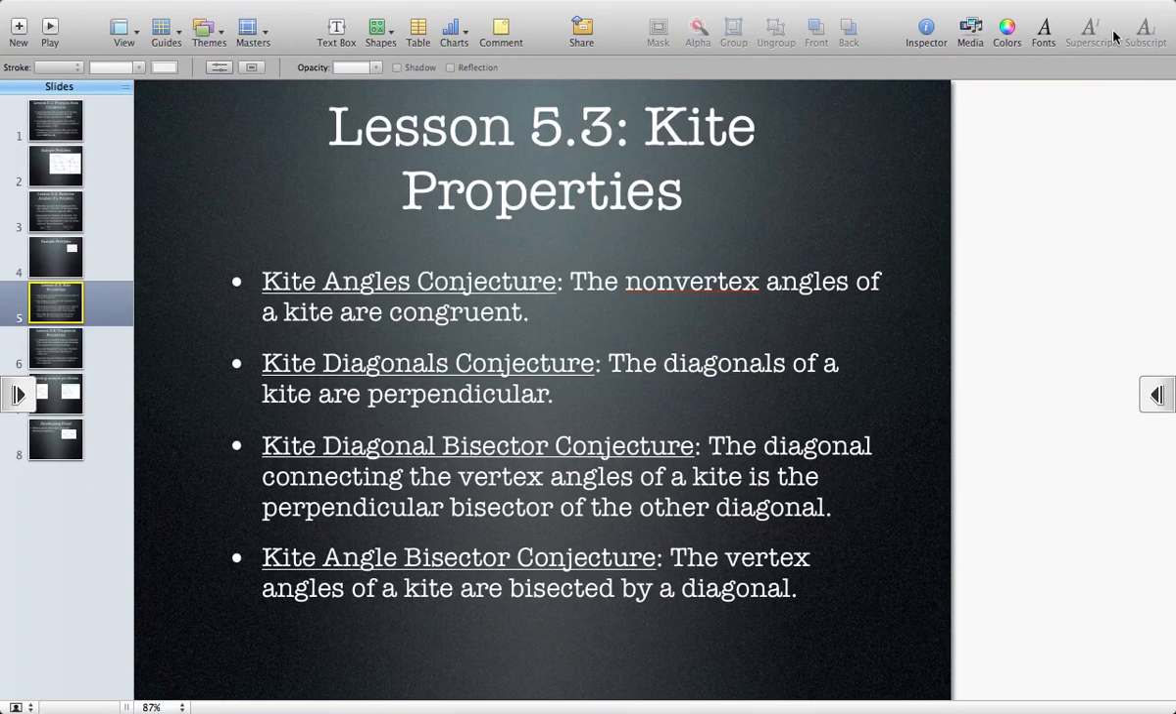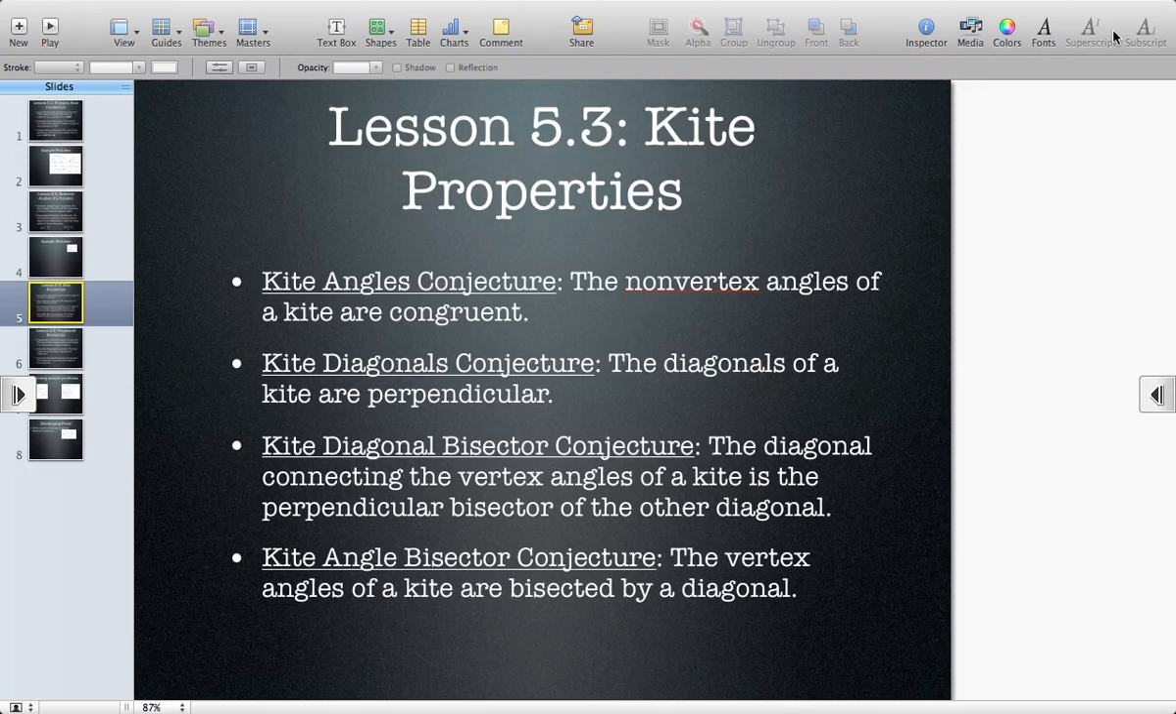Right, so we are going to continue with lesson 5.3. I'm going to break it down into kites and then trapezoids. So the kites had a number of conjectures, so let's go through those. The kite angles conjecture said that the non-vertex angles of a kite are congruent. The kite diagonals conjecture said that the diagonals of a kite are perpendicular.